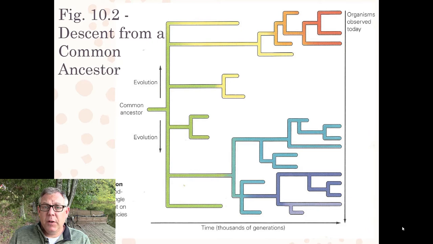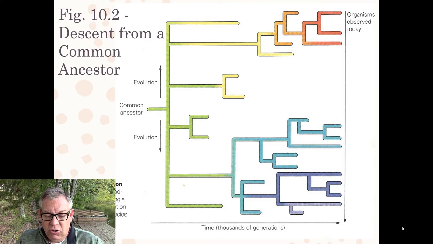Okay, so here's a figure from your book, and it's kind of trying to show you the same idea in a different way again. This is what we call a cladogram. This is just the change in organisms and species over time. You go from left to right, and time passes in thousands of generations, a very long period of time. On the right, the tips of these branches represent modern day organisms. So if you look around and you see species, those would be at the tips of these branches.